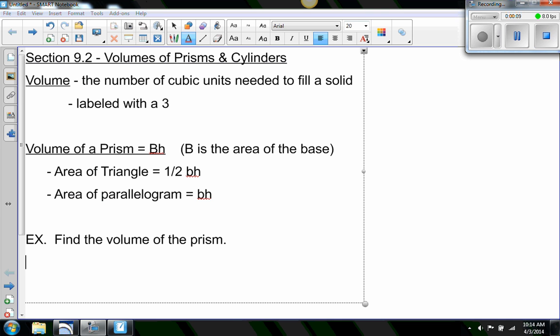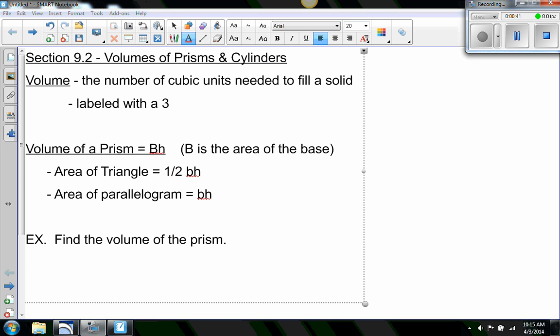So the volume, first of all, remember that that is what you need to fill a solid figure. Like if you had a cone and you filled it with popcorn, how much popcorn would you be able to put in there? That's volume. Or if you had a soup can, you wanted to know how much liquid you could put in it. That's volume. Okay, and that's always labeled with a little 3. Remember that area was labeled with a little 2? Well, volume is 3-dimensional, so it's labeled with a 3.